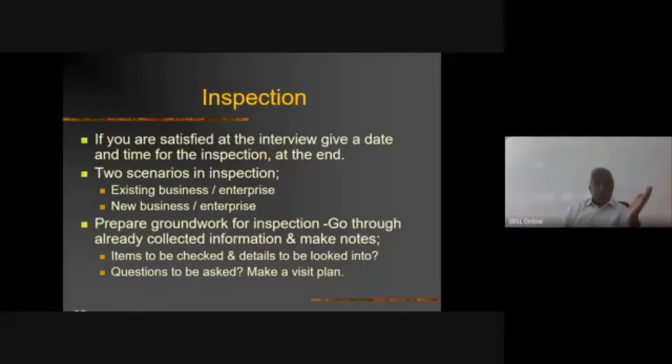Go through the already collected information and make notes on what things you are going to check in the inspection. Items to be checked, details to be looked into, and questions to be asked. Note them down. Make a visit plan and prepare yourself for the inspection visit.